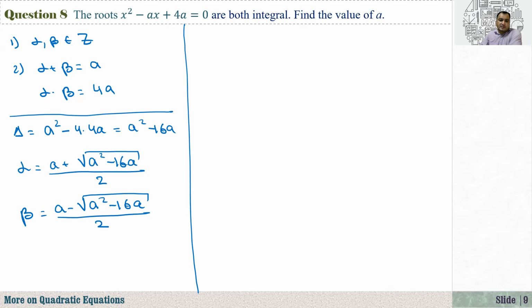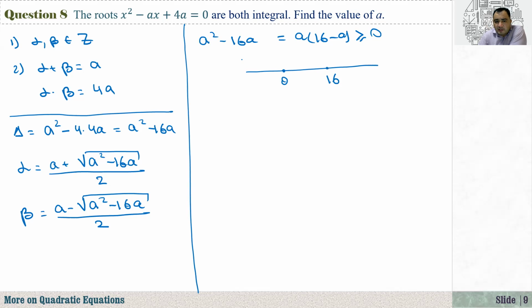So that means that first we know that this a squared minus 16a, that's equal to a times 16 minus a, it should be greater than or equal to 0. So that means that here we have 0 and here we have 16, right? And we have solution only here, because here it is plus and here we have plus. So between 0 and 16, we don't have any solution here.